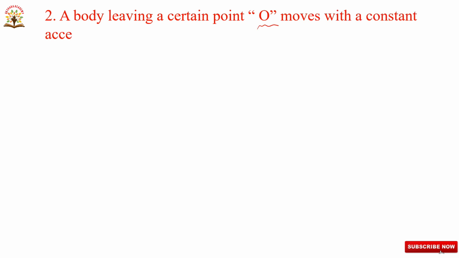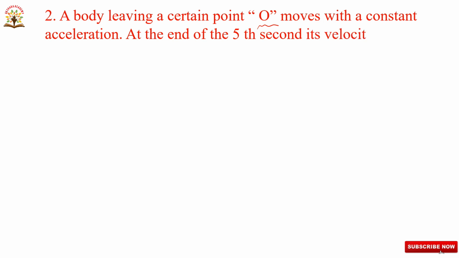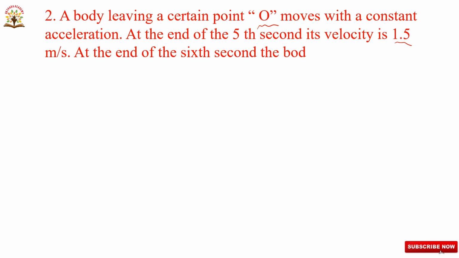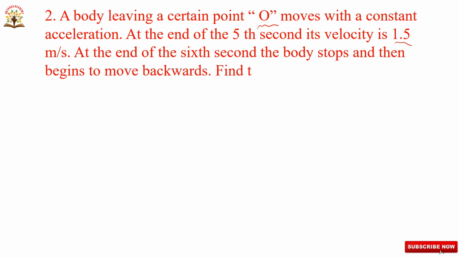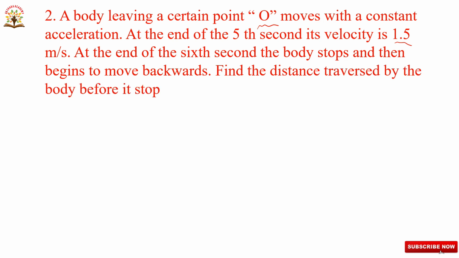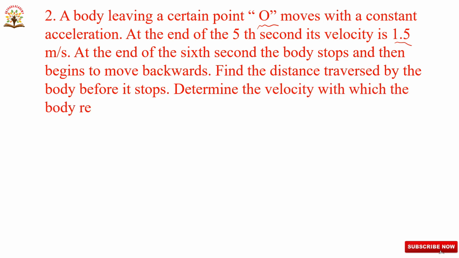A body leaving a certain point O moves with a constant acceleration. At the end of the fifth second, its velocity is 1.5 meters per second. At the end of the sixth second, the body stops and then begins to move backwards. Find the distance traversed by the body before it stops. Determine the velocity with which the body returns to point O.